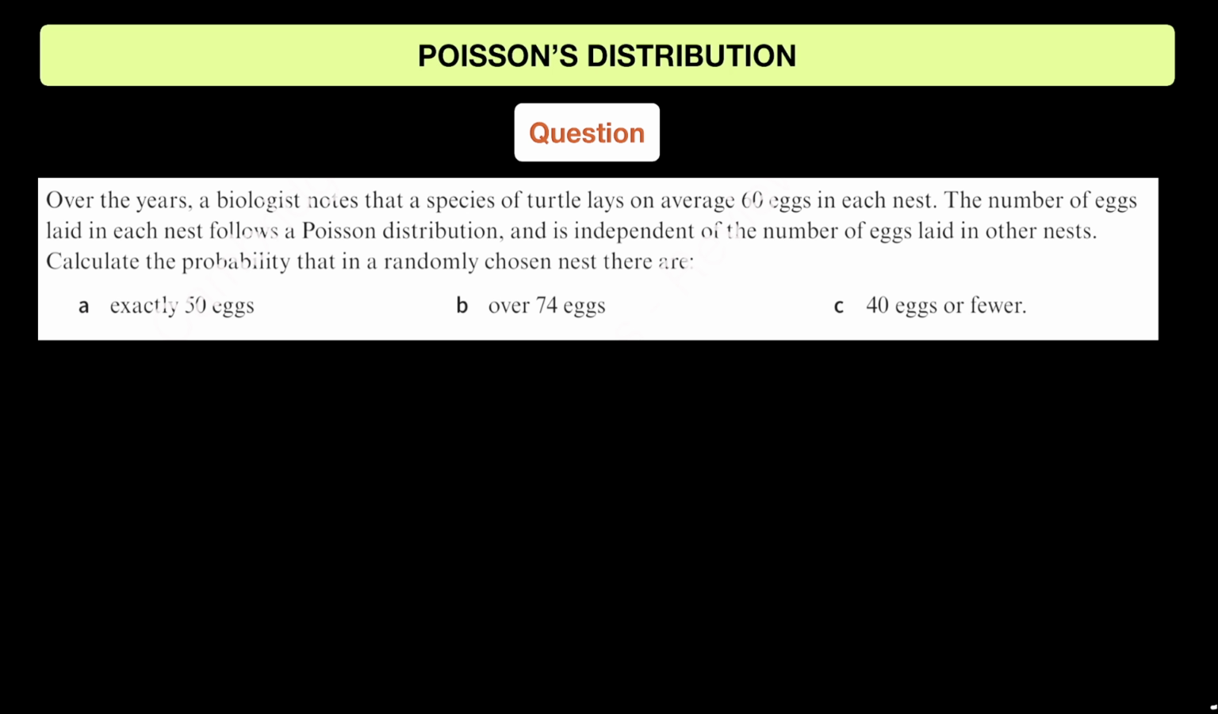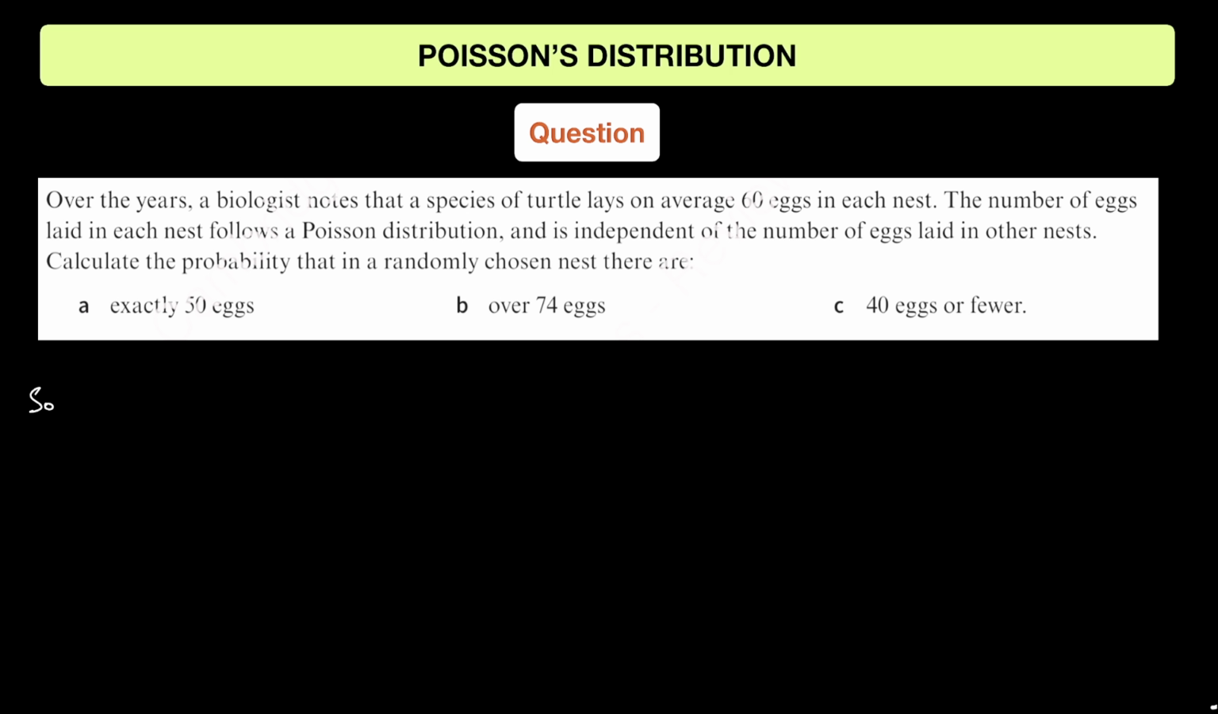Okay, so now we move on to a question to understand how to approximate a Poisson distribution by using normal distribution. In this question, over the years, a biologist notes that a species of turtle lays eggs on an average of 60 eggs in each nest. The number of eggs laid in each nest follows a Poisson distribution and is independent of the number of eggs laid in other nests. Calculate the probability that in a randomly chosen nest there are: A, exactly 50 eggs; B, over 74 eggs; C, 40 eggs or fewer.